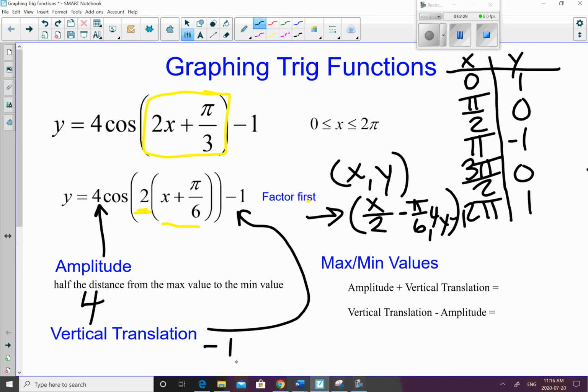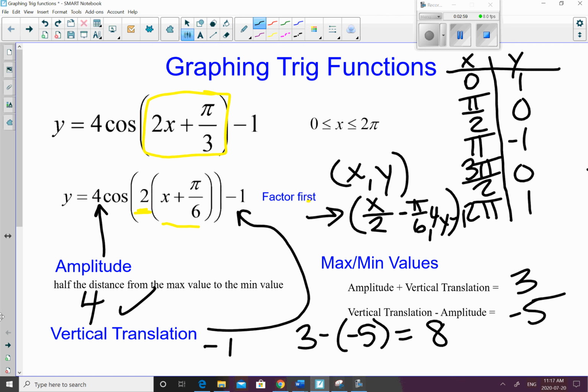So the amplitude plus the vertical translation will give us the maximum value. We're starting at -1, and we're adding 4 to it, or vice versa, it doesn't matter. Our top y value is 3. And then if I start at the vertical translation, -1, and I subtract 4, I end up at -5. Let's do a quick check. 3 minus -5: there's a difference of 8 vertically between those two values, and 8 divided by 2 is 4, the amplitude. So now I can put those onto my graph.